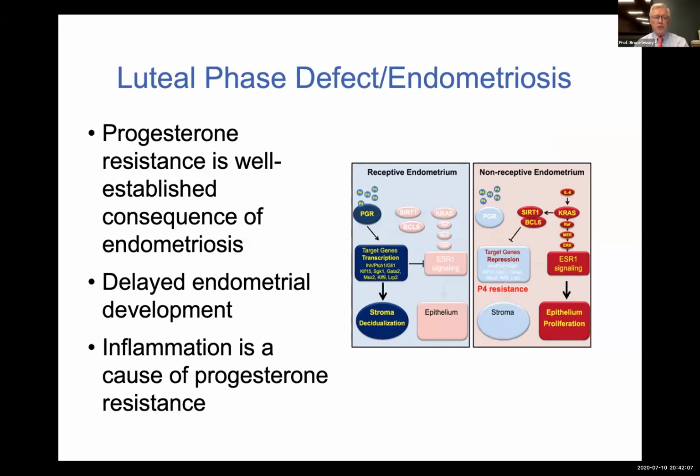So progesterone resistance is a well-established consequence of endometriosis. We now believe that SIRT1 and BCL6 are the primary reasons why progesterone resistance occurs, and it's all driven by inflammation.